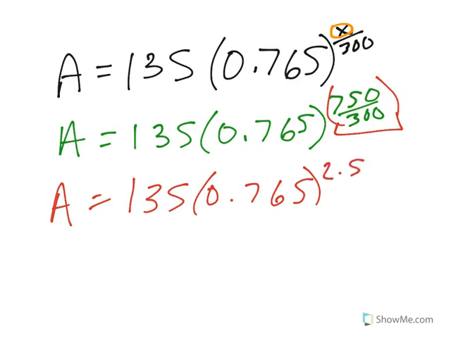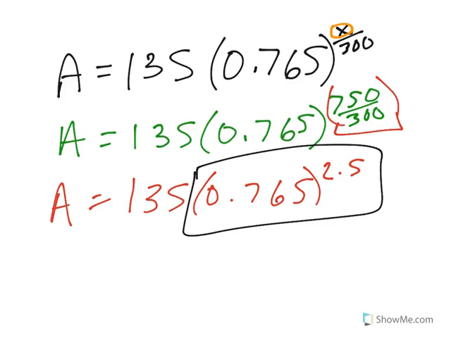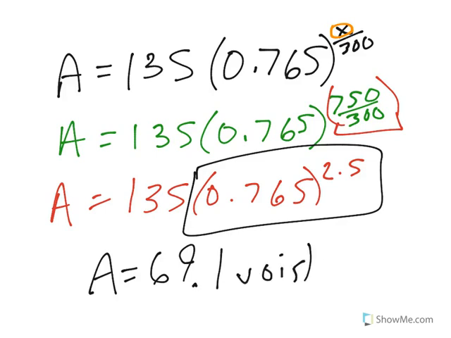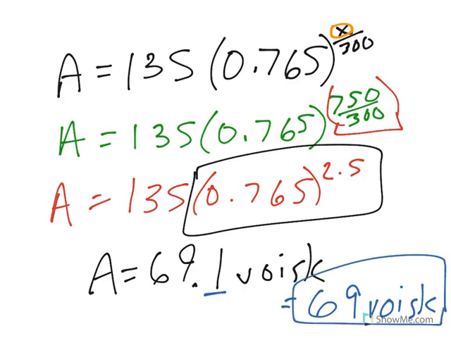So 135 times the quantity of 0.765 raised to the 2.5 power. Remember, only this piece is being raised to the 2.5 power. You will multiply by 135 last if you're doing this in steps. And your calculator gives you 69.1 Voisk. But if you remember, the question says round to the nearest Voisk, 0.1 rounds down. So we would say the chances of interacting with an alien are 69 Voisk, whatever that means.